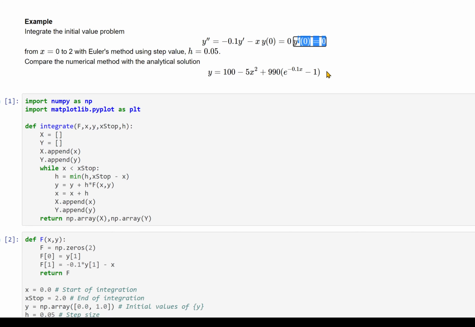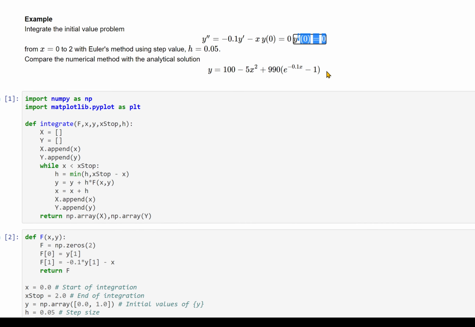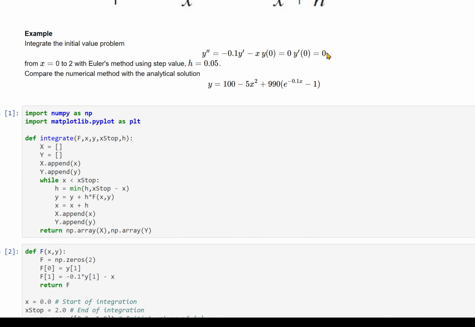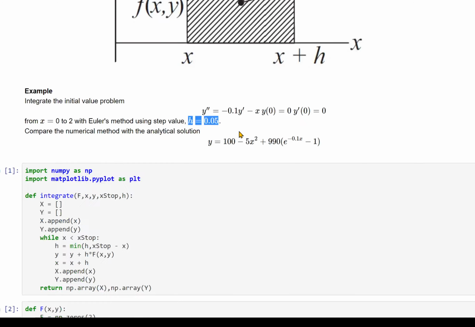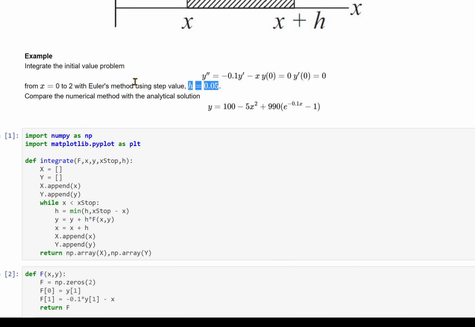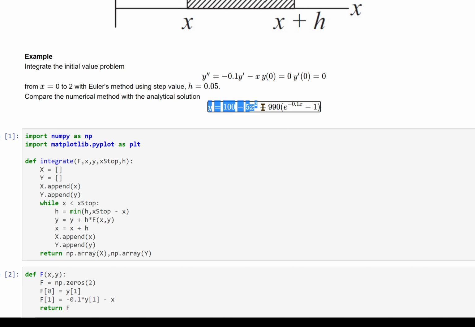Actually this should be 1. The value here should be 1. So I think there's an error. It should be 1. Then from 0 to 2, with a step value h of 0.05. Very small. And we compare our solution with the analytical solution, which is expressed by this one. So this is the analytical solution of this.